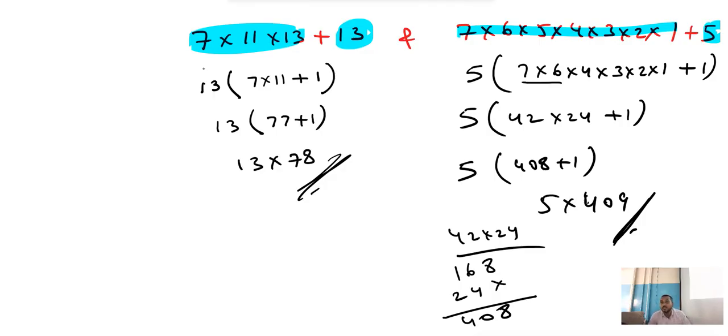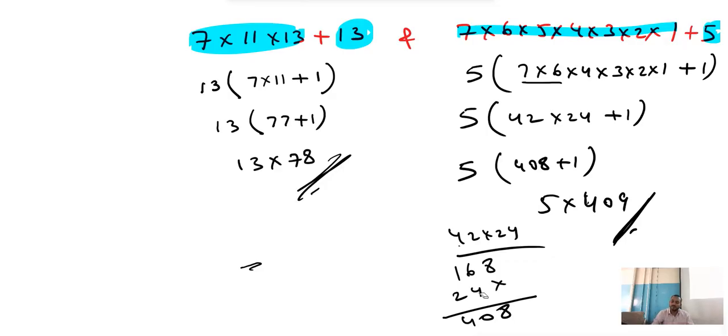Yes? Tell me, what's the doubt? बोलो बेटा, हाँ. क्या doubt है? See, 13 into 78 we got, right? Understood. So it is a composite number. Got it? Yeah. What is wrong in this?